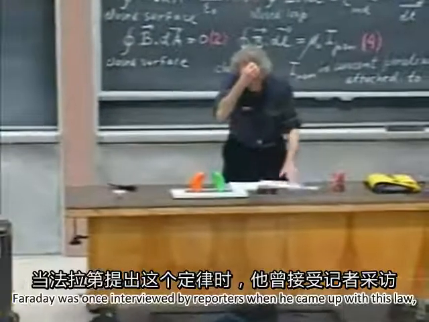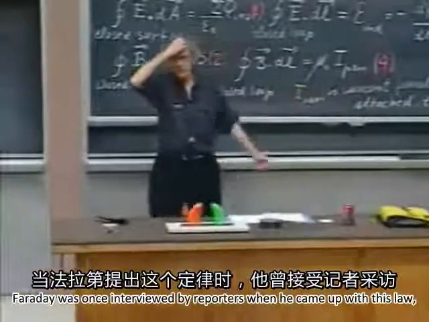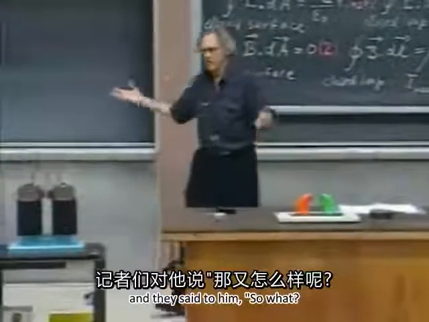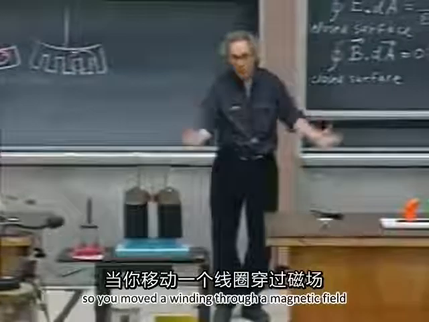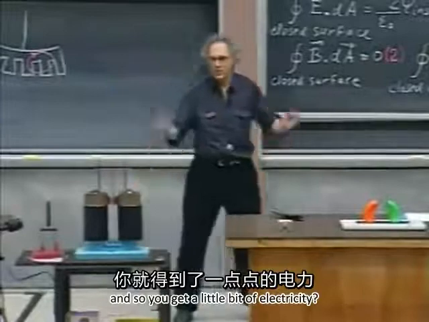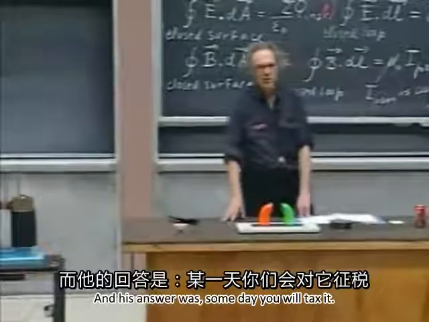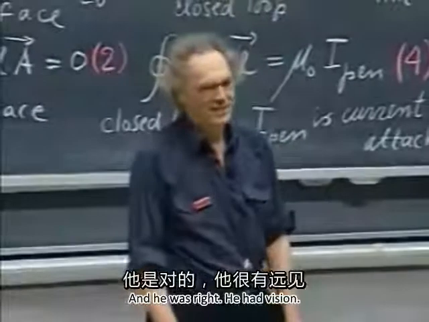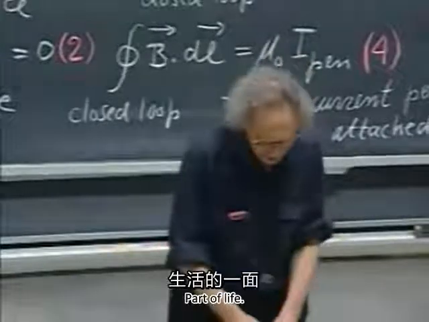Faraday was once interviewed by reporters when he came up with this law. And they said to him, so what? So fine, so you move a winding through a magnetic field, and so you get a little bit of electricity. So what? And his answer was, someday you will tax it. And he was right. He had vision. The reporters didn't. Part of life.